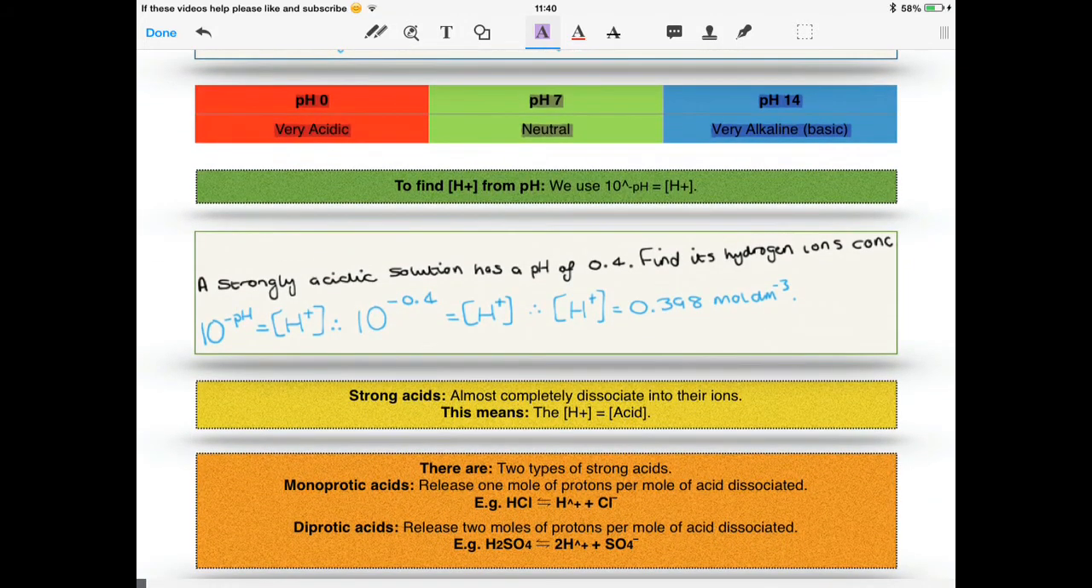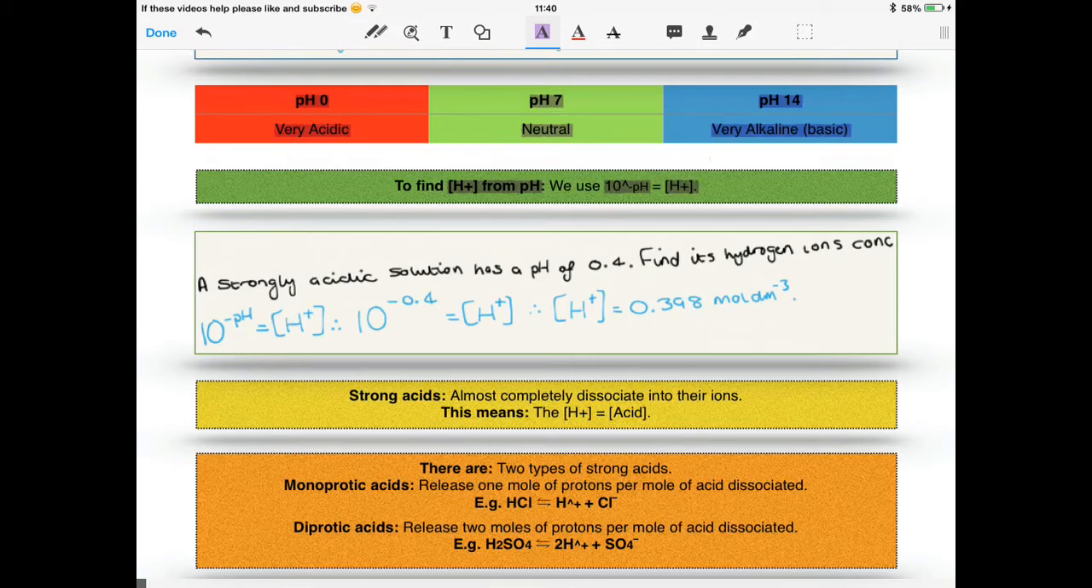What we also need to know is how to work backwards from pH, so how to find the concentration of hydrogen ions from pH. To do this we use the inverse of log, and that's 10 to the power. To find the hydrogen ions we use 10 to the power of minus pH, and this gives us our concentration of hydrogen ions.